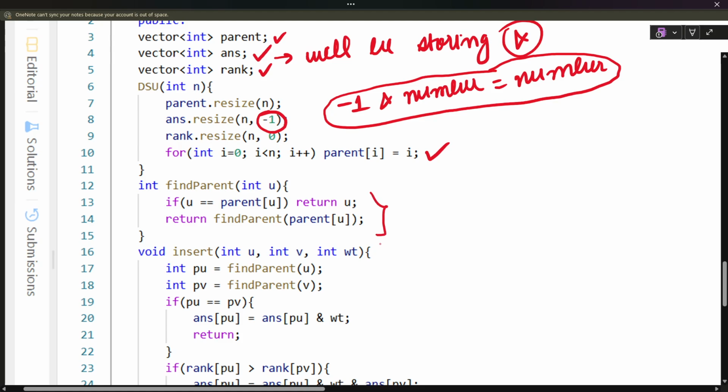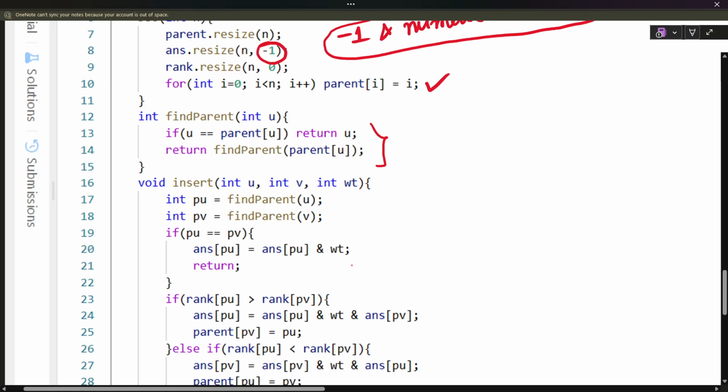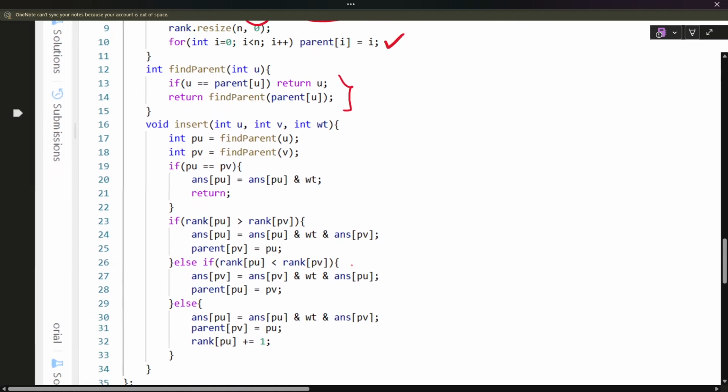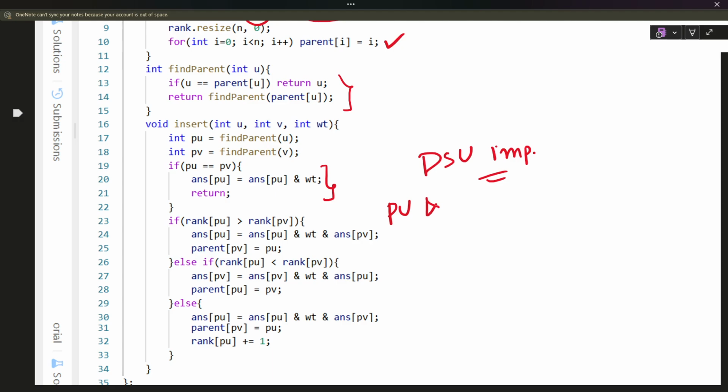This is the find parent function. You might be doing it already. If you know DSU, you can do it this way. DSU is important for graphs. So what we are doing here is the AND of all the elements, if they are of the same component. If they are of the same component, then we do the AND of the answer of the parent of u and the current weight which we got.